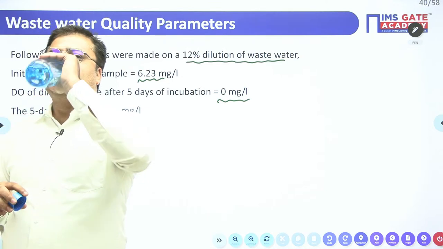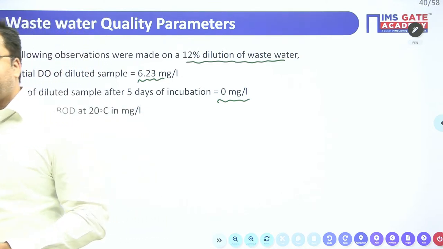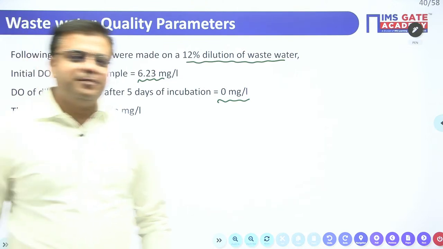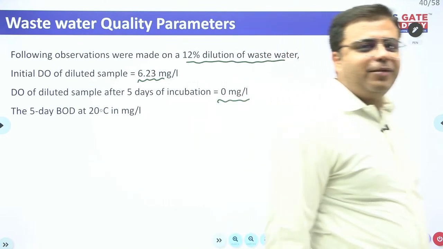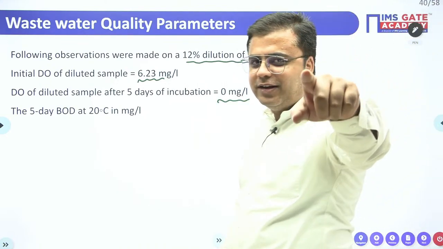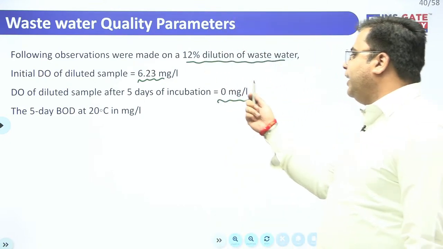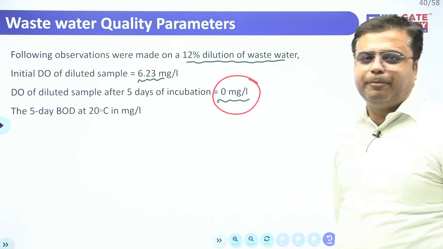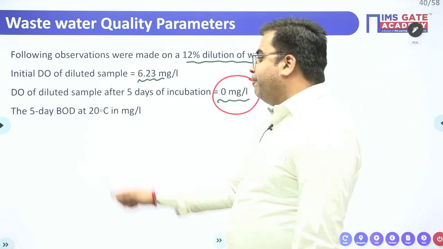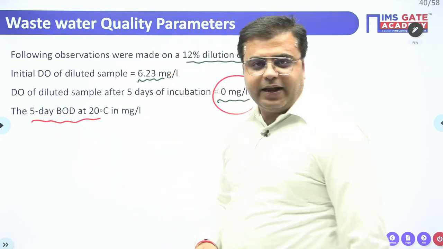Okay. 51.91. Okay, so Hitesh is getting 51.91. My dear student, please stop the calculation and listen to me very carefully. Whenever you have final DO as 0 milligram per liter, in this case, BOD5 cannot be determined, right?